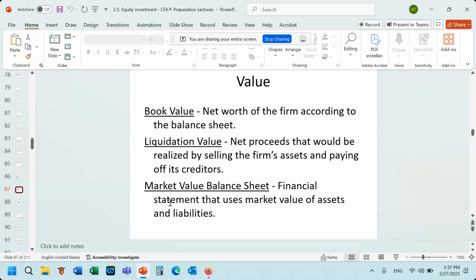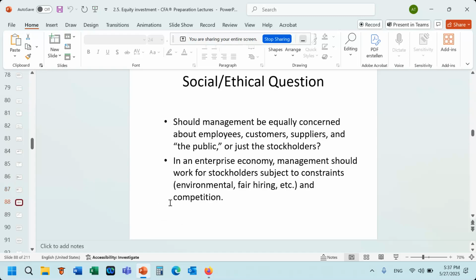Liquidation value is net proceeds that we would get if we sell the assets of the firm piece by piece. So a number of definitions here. And here is an ethical question. We said that a stock price maximization should be the goal of the corporation. Should the corporation worry about the workers, the customers, the suppliers, the public, making the environment dirty?